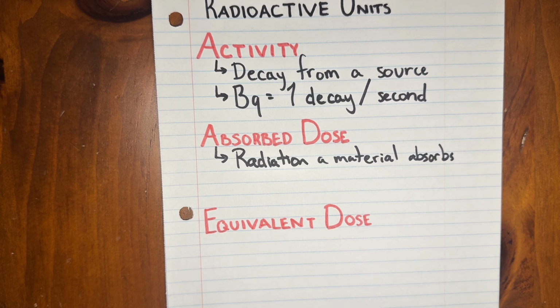So for absorbed dose, this is measured in grays, which is 1 joule per kilogram of material.